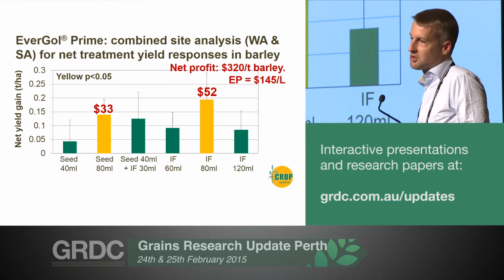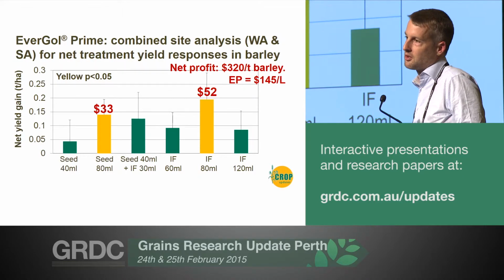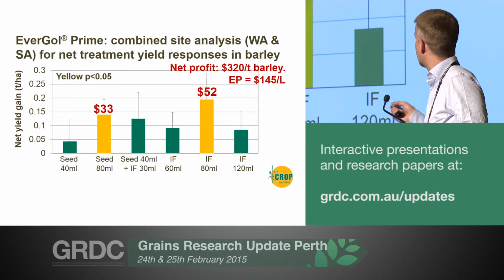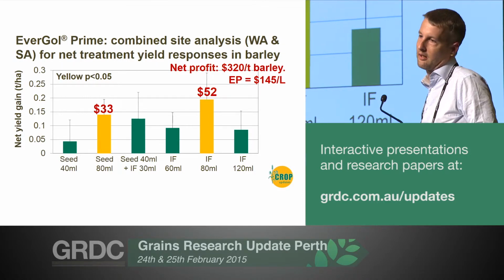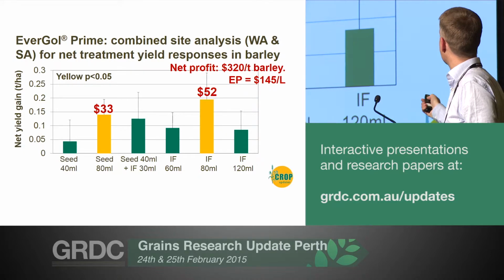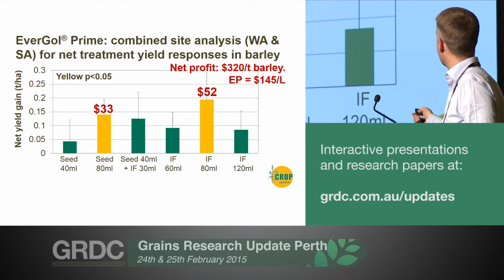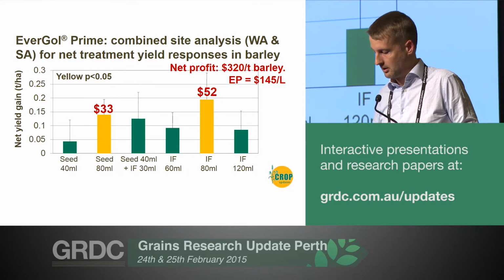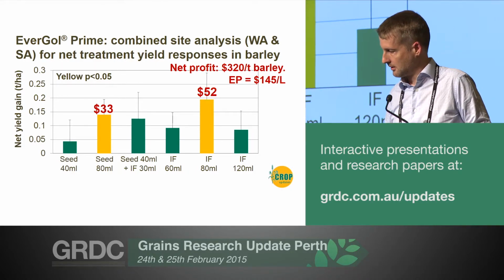So for the seed treatment, it's $33 net profit. And for the in-furrow, it's $52. This is using these assumed figures, and we know Evergold Prime costs $145 a litre.